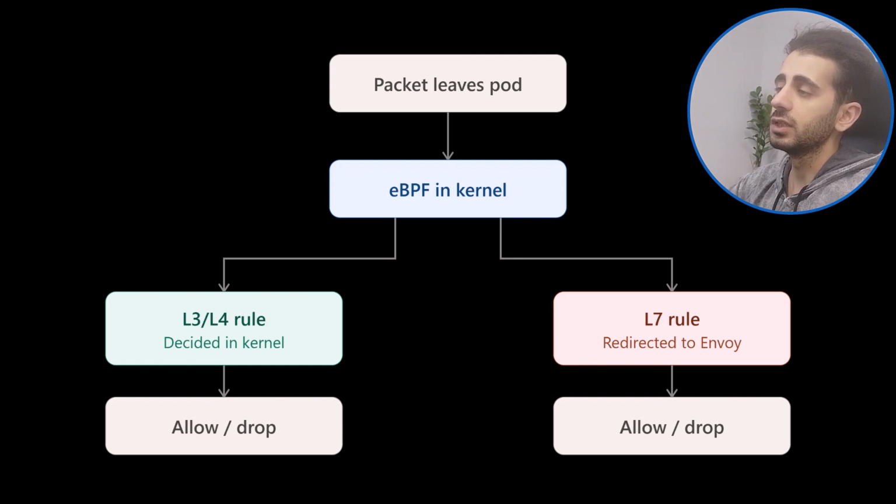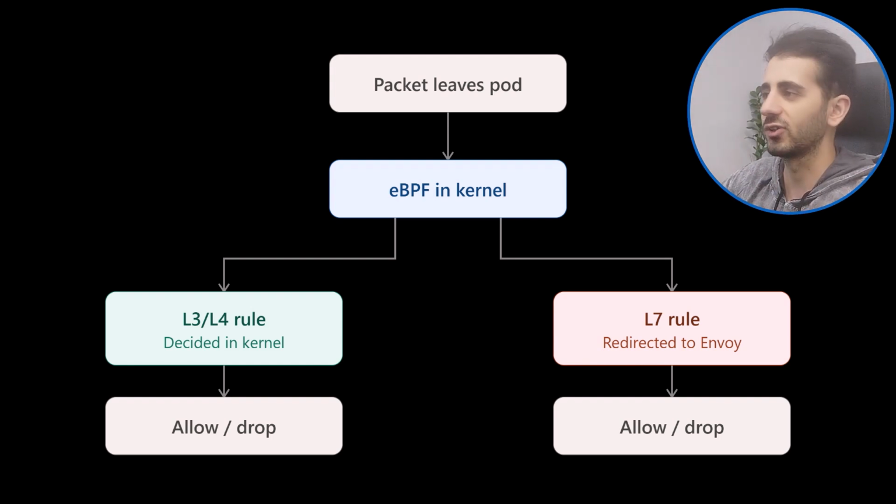So you can think of Cilium as having two enforcement paths. For layer 3 and layer 4 policies, everything stays inside the Linux kernel. For layer 7 policies, eBPF hands the traffic over to Envoy for deeper inspection. The nice thing is that all of this is happening automatically. As users, we simply write the policies, right? Cilium figures out the best way to enforce it.